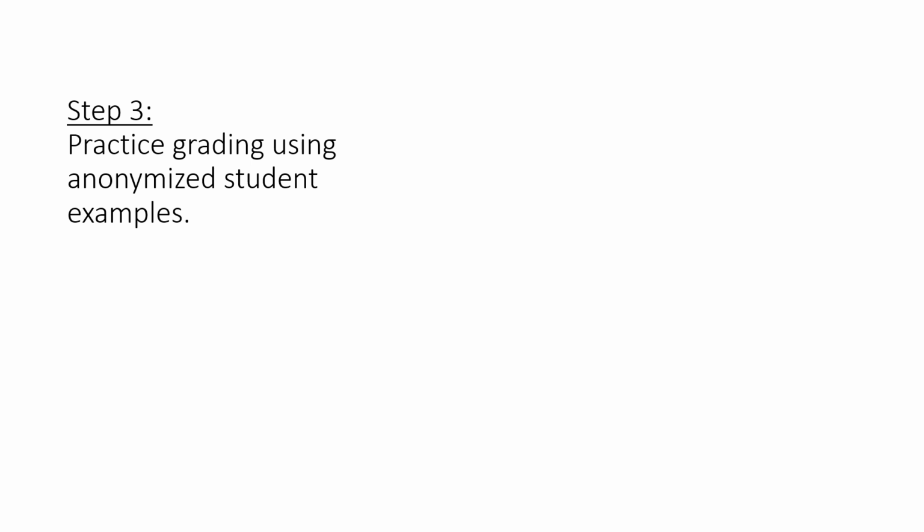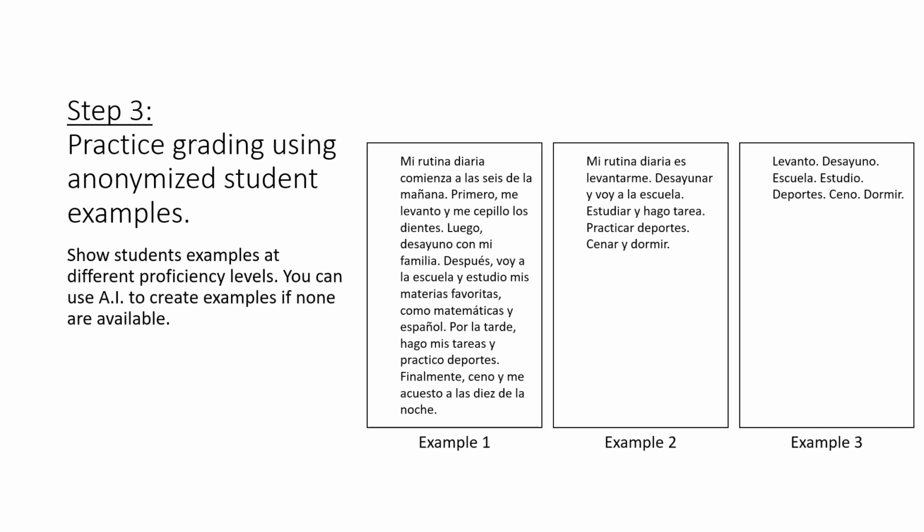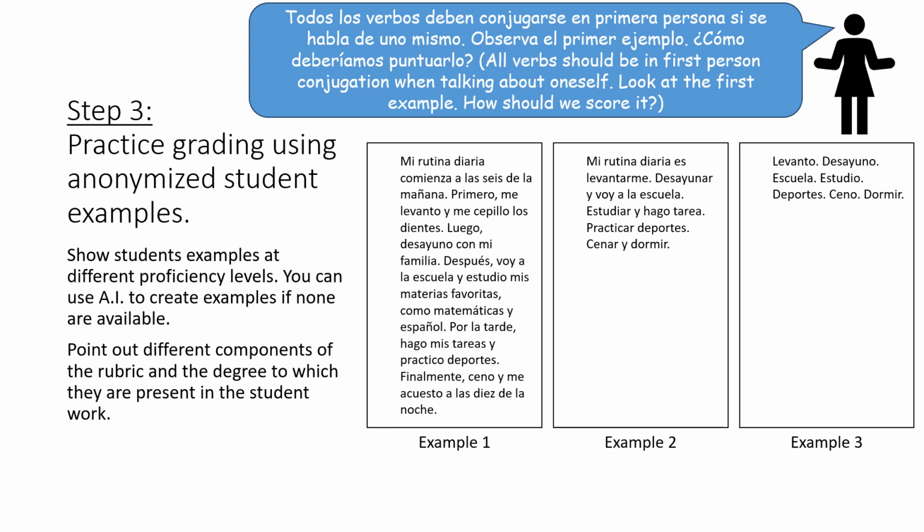Next, the teacher leads a practice session using anonymized examples of student work. You'll show examples at different proficiency levels, and you can do what this teacher here did and use AI to create examples if you have none available. You'll then point out different components of the rubric and the degree to which they're present in the student work. Here, the teacher calls students' attention to the verb conjugation in the first example.